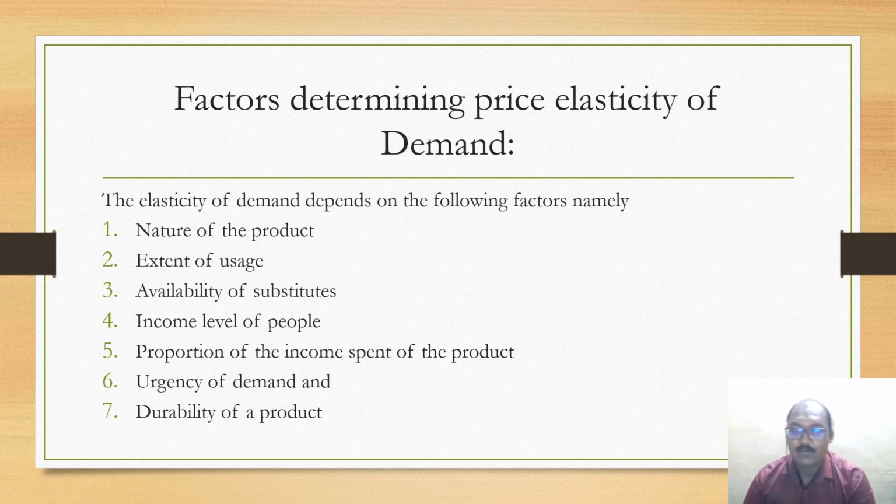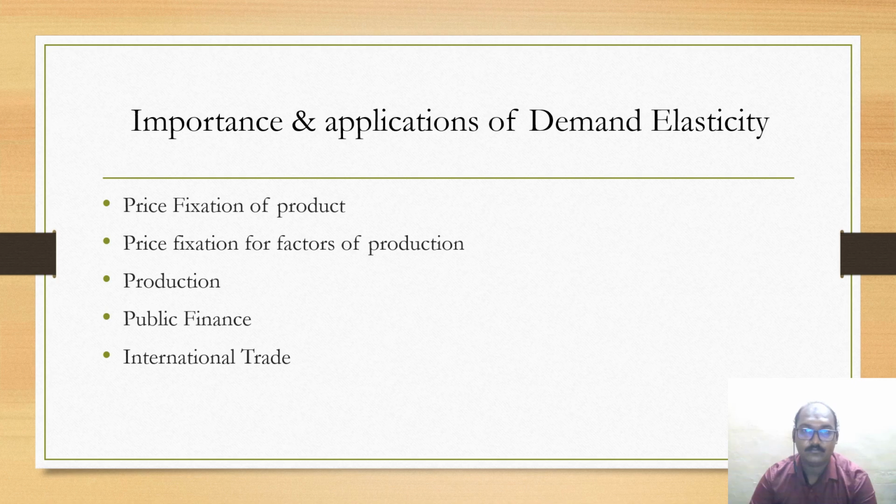And availability of substitutes. If substitutes are available, automatically it will go into relatively elastic or completely elastic demand, because most people will try to move to substitutes. And income level: if people cannot afford it, then automatically the demand falls. So these factors play a role.